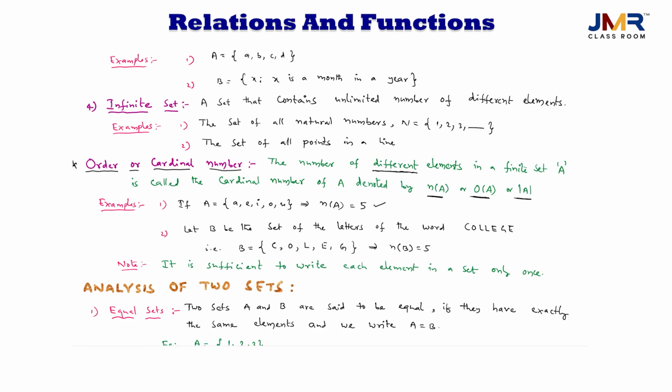And one more, B is the set of the letters of the word college. Then we can write this set in the tabular form. The elements in the set are C is one element, O is one element, L is one element, E is one element, G is one more element. This set B contains how many different letters? Those are 5 only. So n of B equals 5.